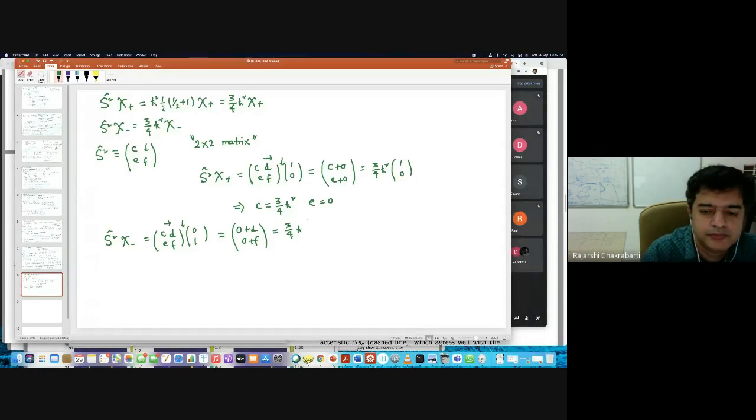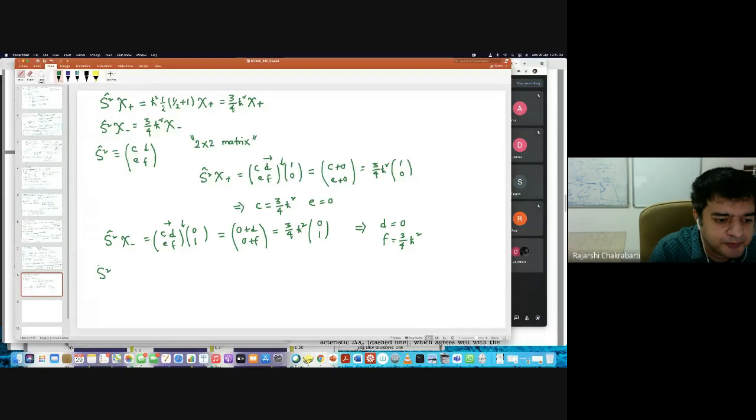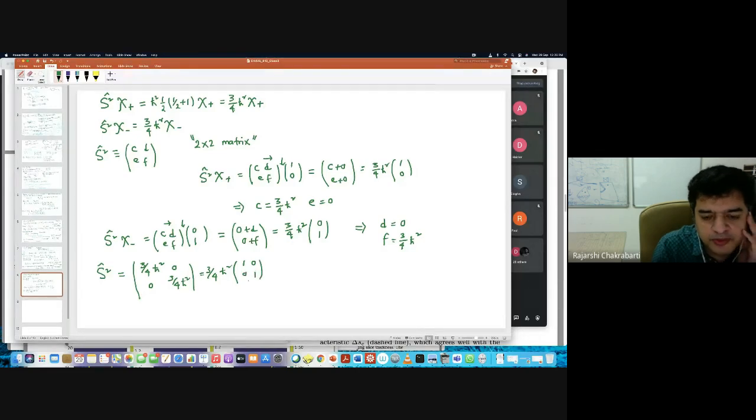Yeah. So this is going to be, which basically tells you your D is 0, F is 3 by 4 h cross square. C is 3 by 4 h cross square, E is 0, D is 0. I can take 3 by 4 h cross square common. This is a diagonal matrix 1 0 0 1. So this basically is a matrix representation of your S square operator. I will stop here today.